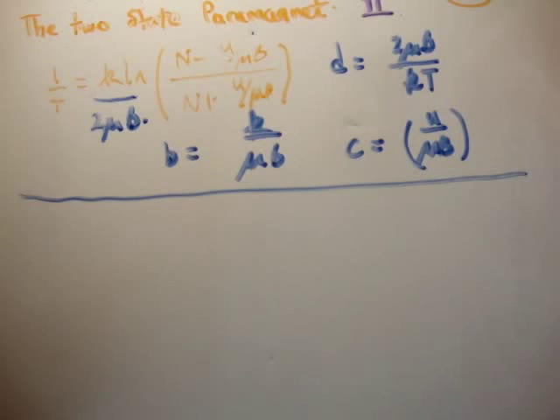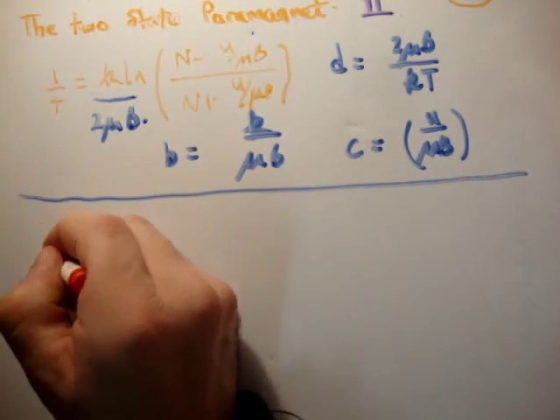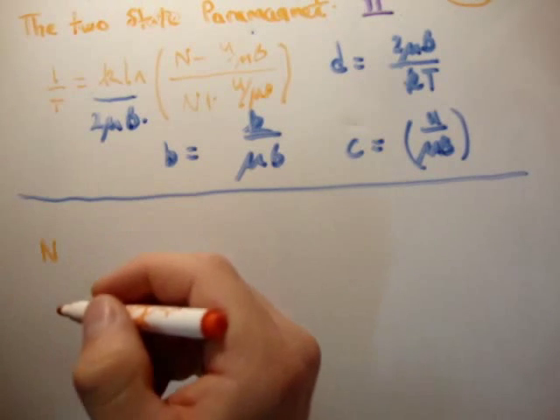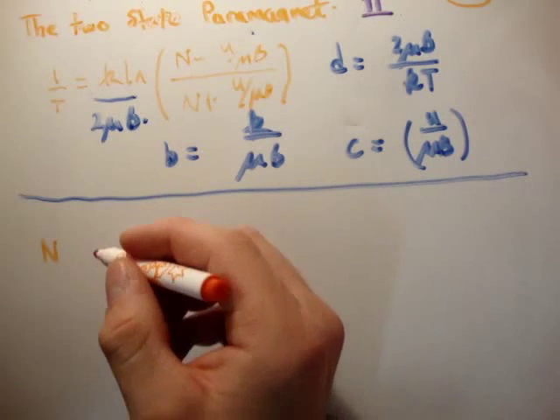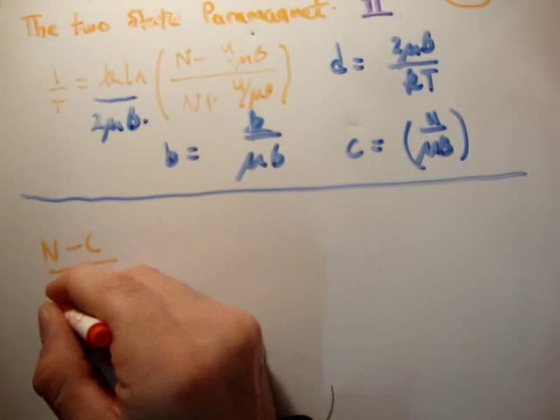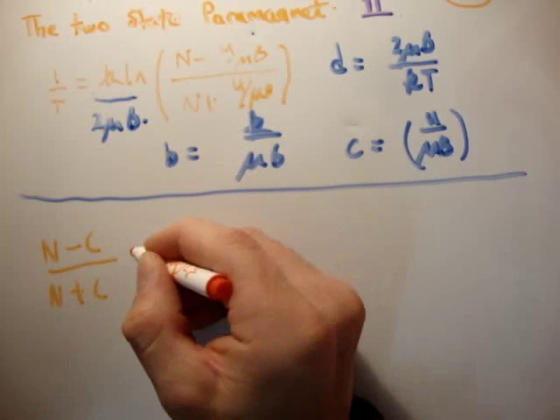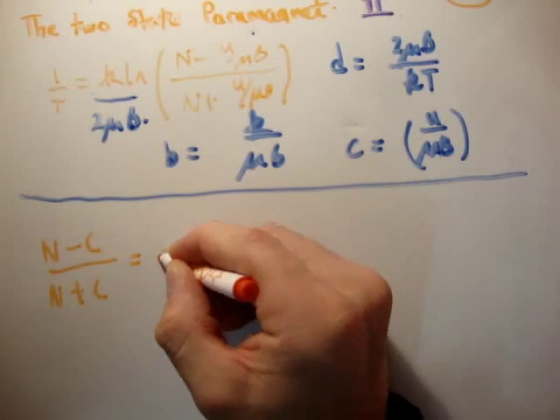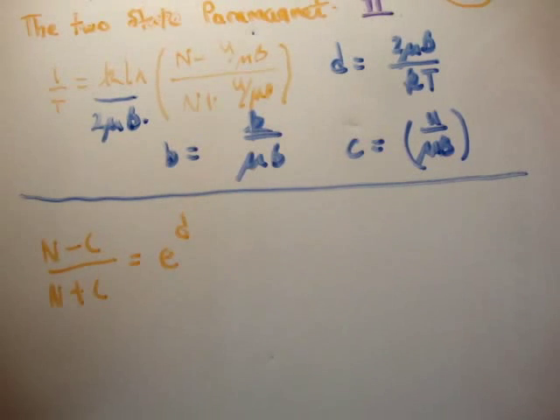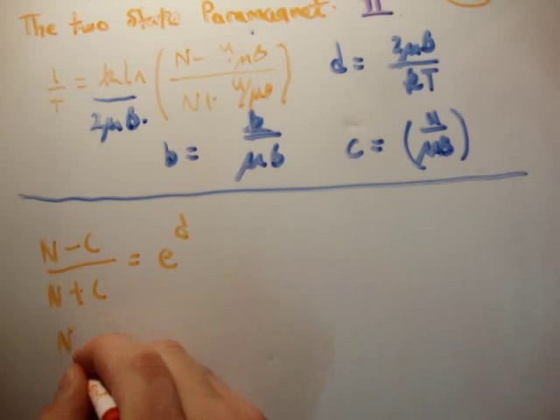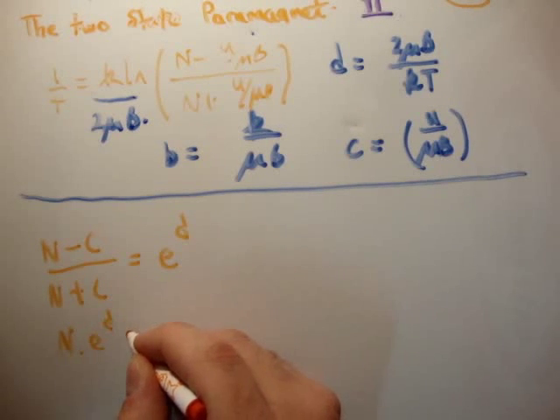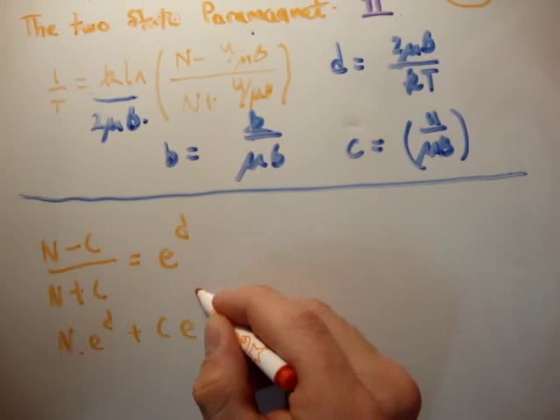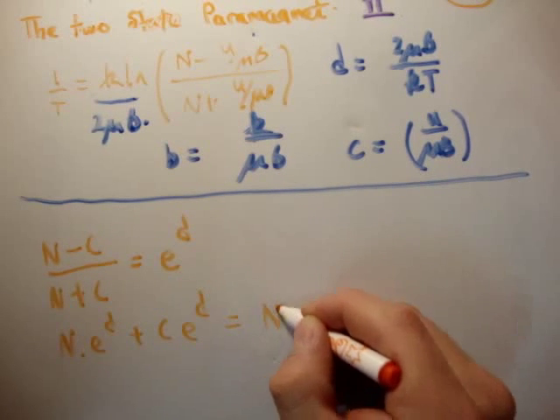So if we rewrite that, if we look at the argument up here, that means the whole thing becomes (N minus C) over (N plus C) is equal to e to the D, by getting rid of our logarithm by taking an exponential. Very straightforward. Rewrite that as N times e to the D plus C times e to the D is equal to N minus C.